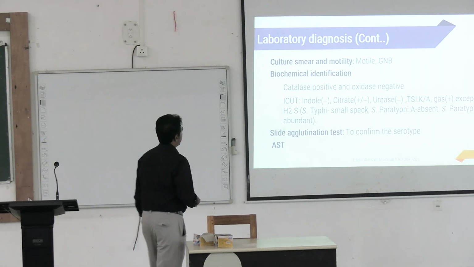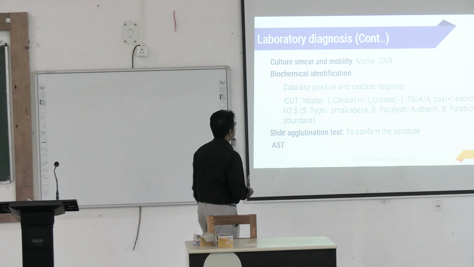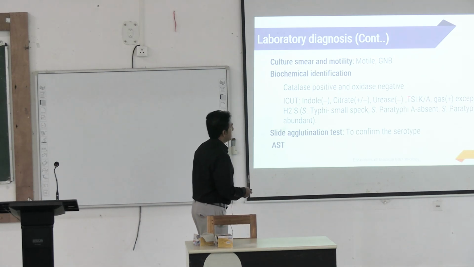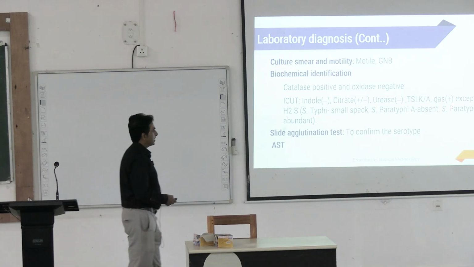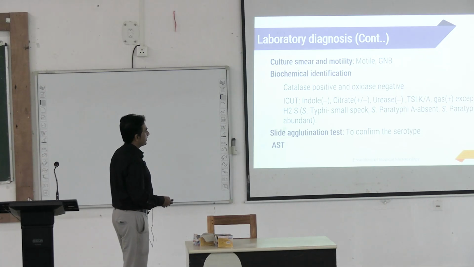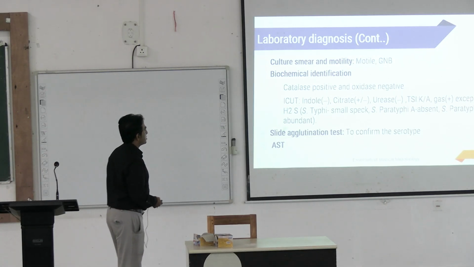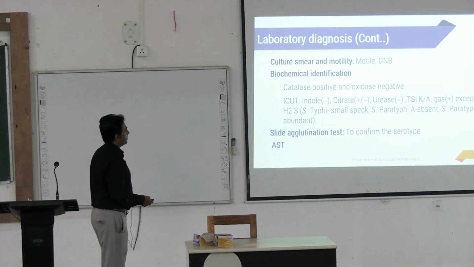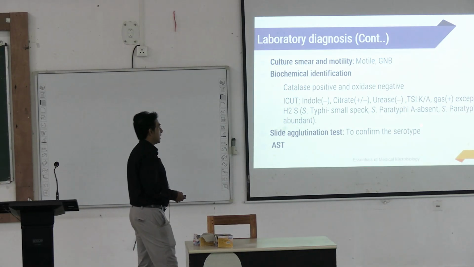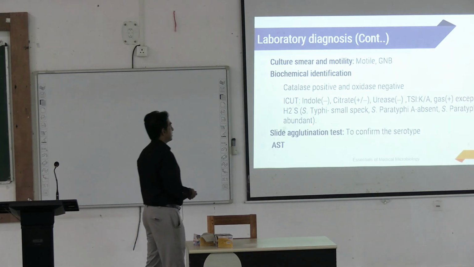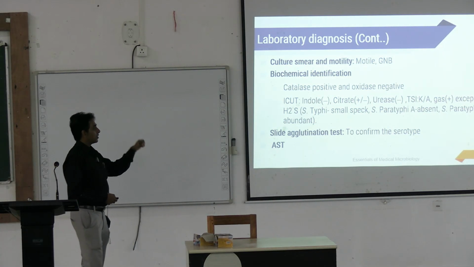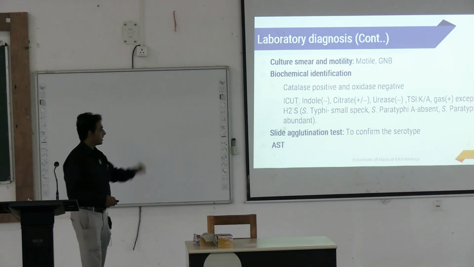Pseudomonas: in the indole citrate test, indole will be negative, citrate positive or negative, urease negative. In TSI they will be alkali over acid, gas positive, except in Salmonella typhi, which produces hydrogen sulfide as tiny small specks. In Paratyphi A, hydrogen sulfide is absent; in Paratyphi B, hydrogen sulfide is abundant. So, hydrogen sulfide will cause the TSI agar to turn black.